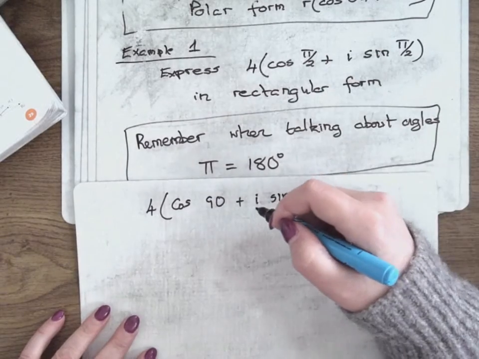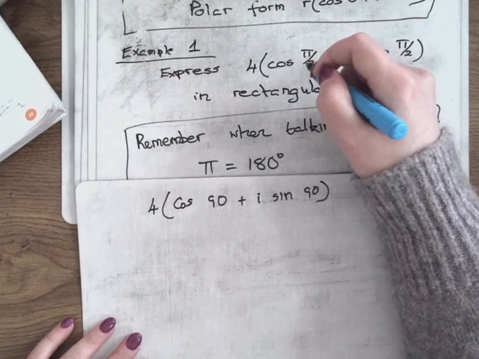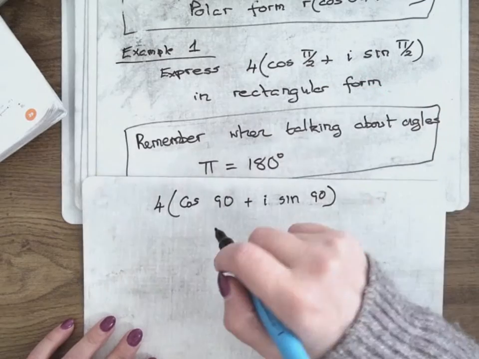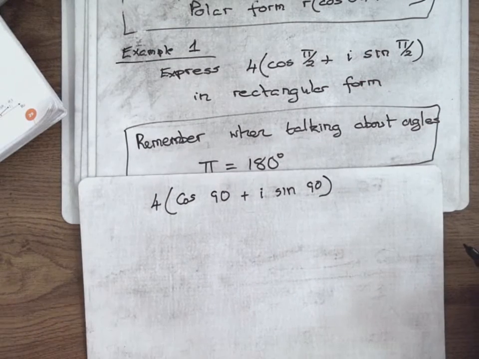Pi represents 180 degrees because it's an angle. So 180 divided by 2 is 90. In your calculator, you get the cos of 90. So if you could get the cos of 90 in your calculator, that would be really good for me.